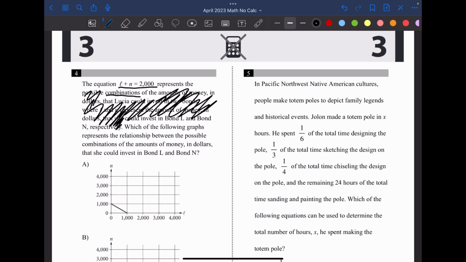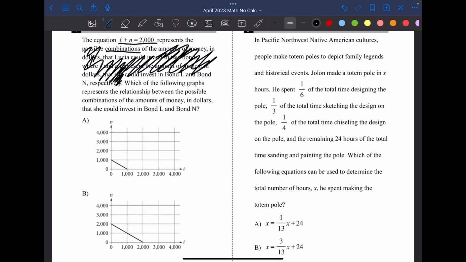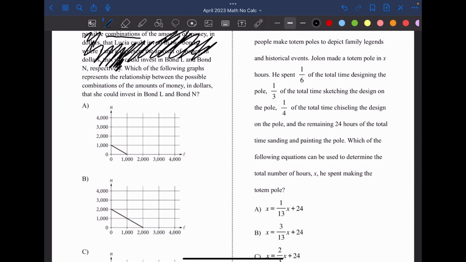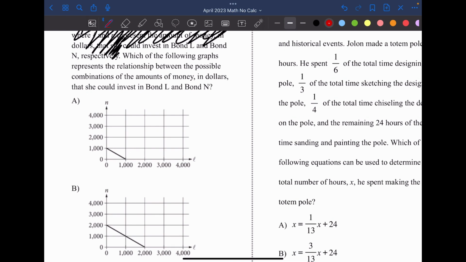And then it says, which of the following graphs represents the relationship between the possible combinations of the amount of money? Okay, yeah, so same thing. So basically, how many combinations can you get from this, and which graph represents those combinations? So let's look at the first graph, and let's kind of look at the points on the graph. So a point on this graph would be here. It would be 0, 1000.